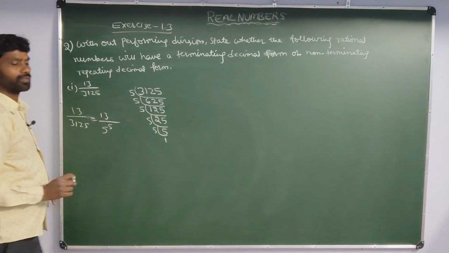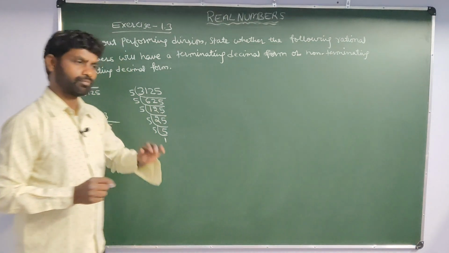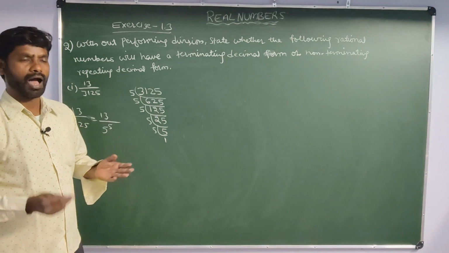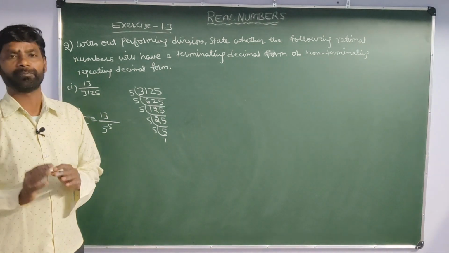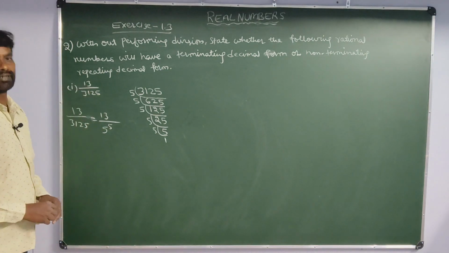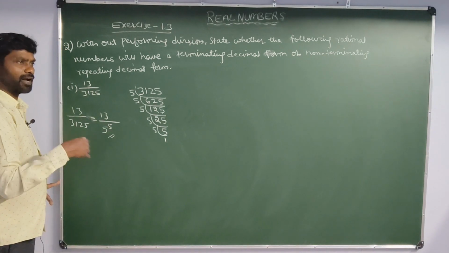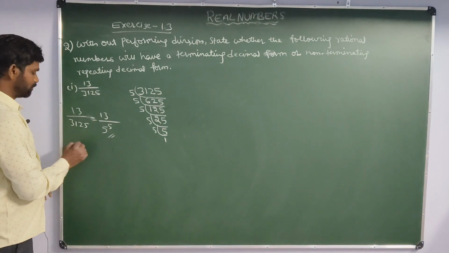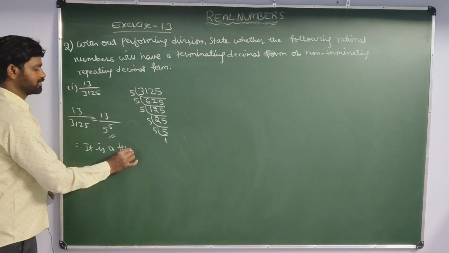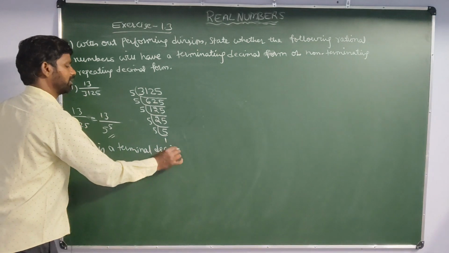5 power 5. So when the denominator is of the form either 2 power n or 5 power n or both 2 power n into 5 power n form, then we can say that it is a terminating decimal. So the denominator is of the form 5 power m. Therefore, we can say that it is a terminating decimal.